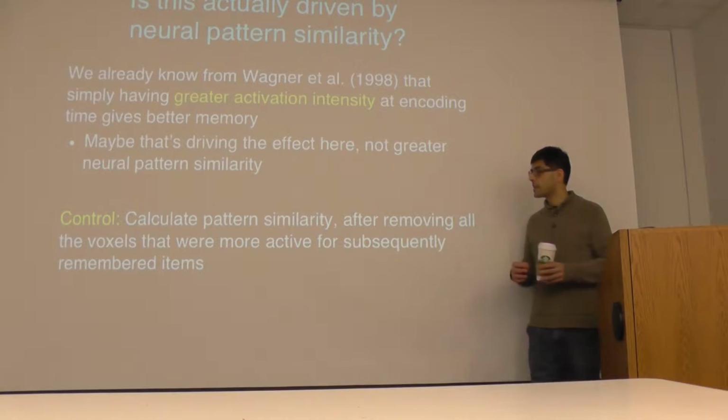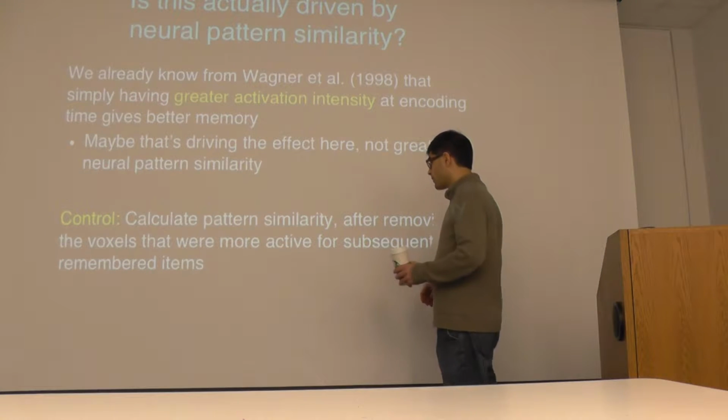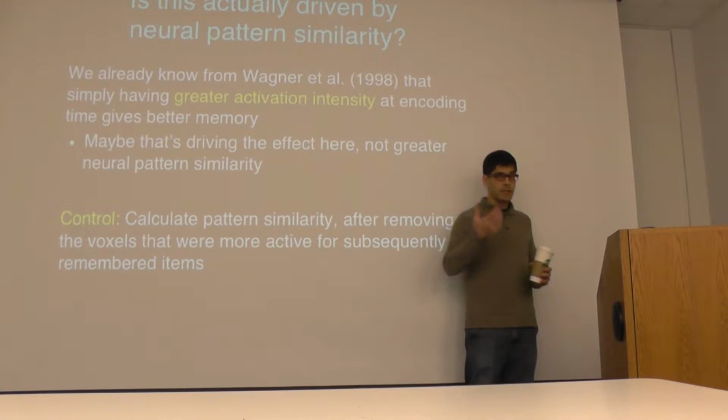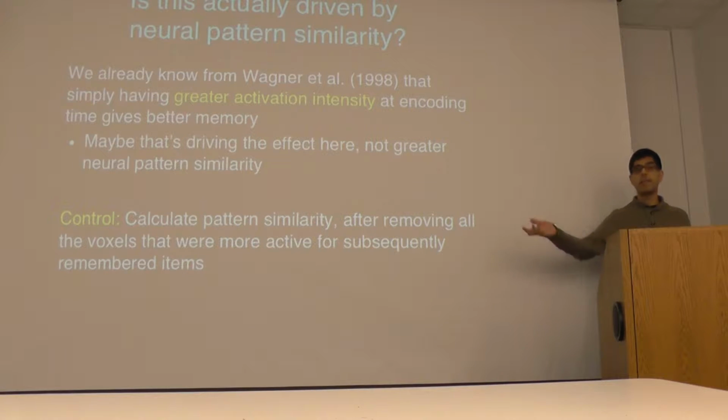So what they did here is they said, let's find all the voxels with a fairly liberal threshold, so we make sure we're getting all of them that are more active for the subsequently remembered trials. In other words, all the ones that might drive that kind of Wagner et al. type effect. And let's just get rid of those.